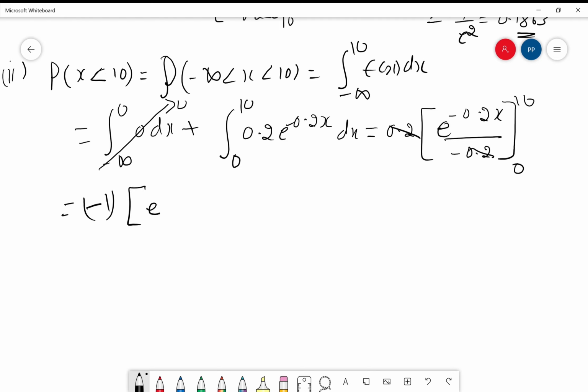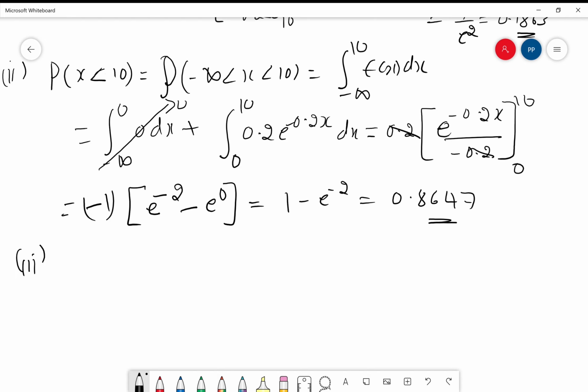Put x equals 10. You're getting e to the power of minus 2, minus, put x equals 0, e power 0. Take that minus inside. You are getting 1 minus e power minus 2. And we can show that it is equal to 0.8647. Next, the last case is the probability that a shower will last between 10 and 12 minutes.